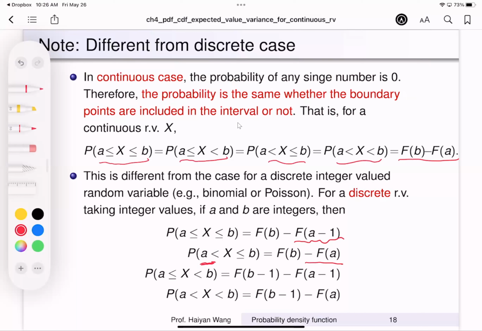And this one, on the other hand, we have A included inside of this probability, but B is not. So since B is not included, we have to do F of B minus 1. And on the other side, because A is included in here, when we subtract, we have to remove up to A minus 1 rather than up to A. Similarly, the last one, since A is not in here, we subtract F of A. And B is not in there, so we start with F of B minus 1. So that's the difference between a discrete variable versus a continuous variable.